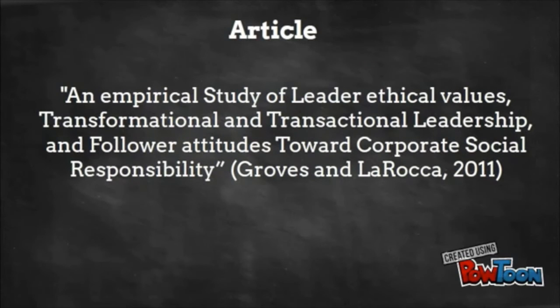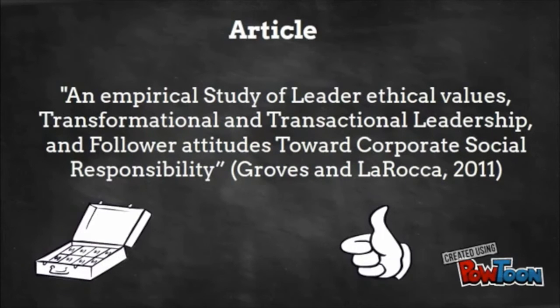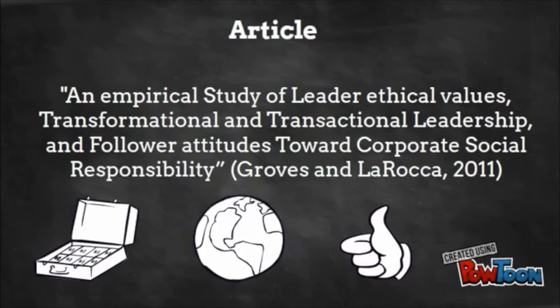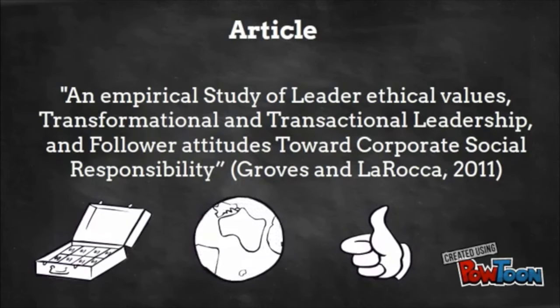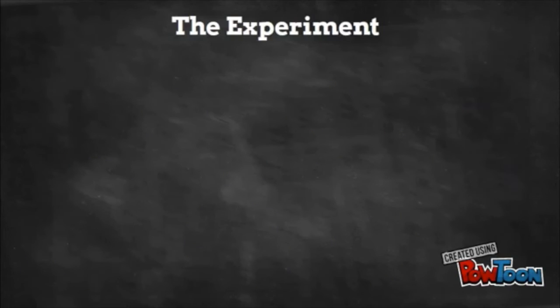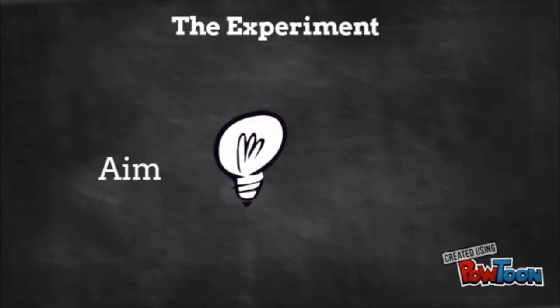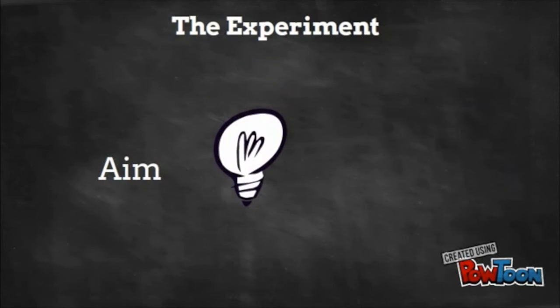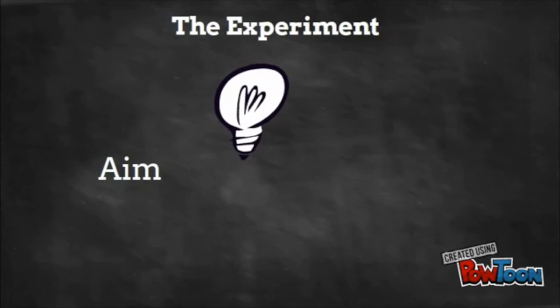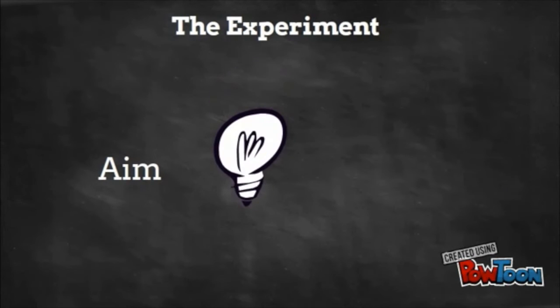The article we examined was Groves and LaRocca's "An Empirical Study of Leader Ethical Values, Transformational and Transactional Leadership and Follower Attitudes Toward Corporate Social Responsibility." The aim of this study was to examine how leaders' ethical values impact followers' ethics, social responsibility, and behavior within organizations, especially related to transformational and transactional leadership.